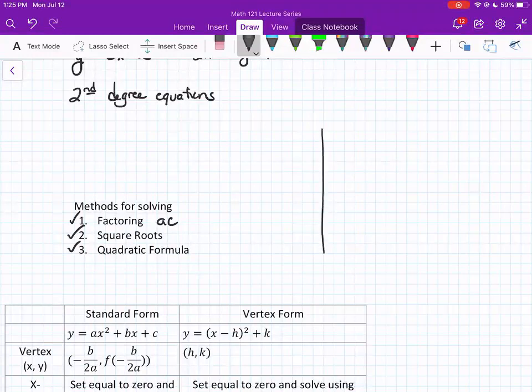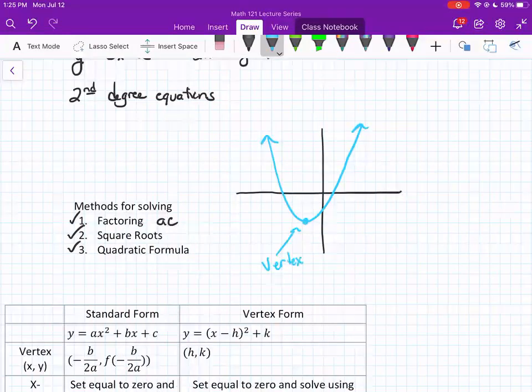Graphically, what you need to recognize is that a quadratic is going to have a parabolic shape. It's going to look something like this, and it's going to have parts. This is called the vertex. These values are called the x-intercepts. And this value would be called the y-intercept.